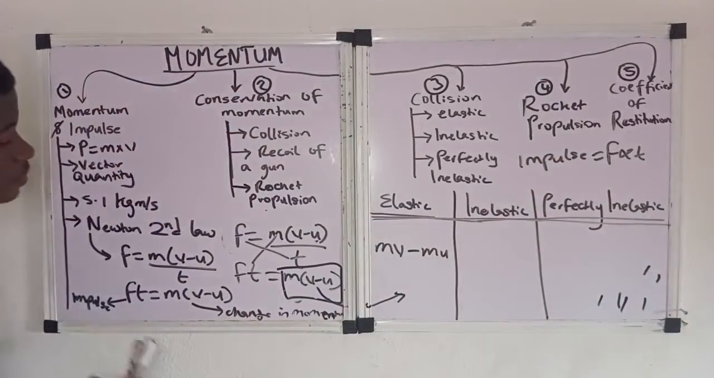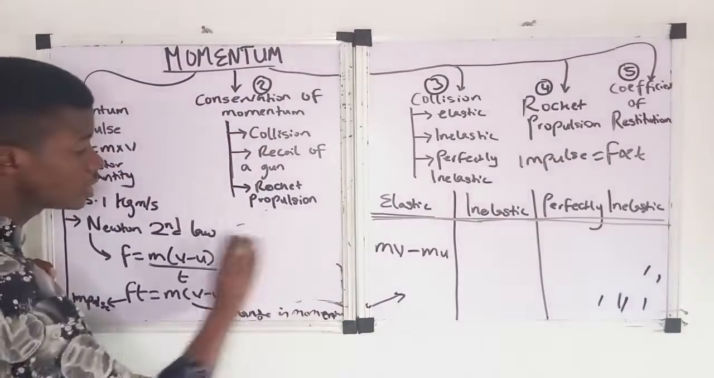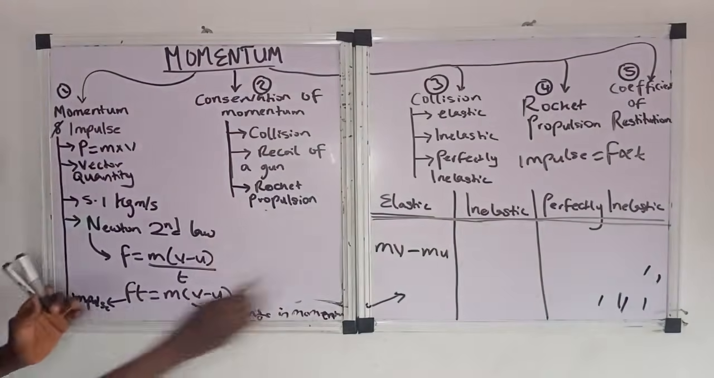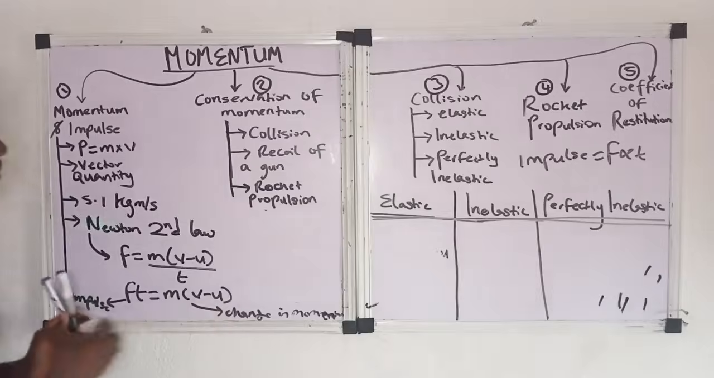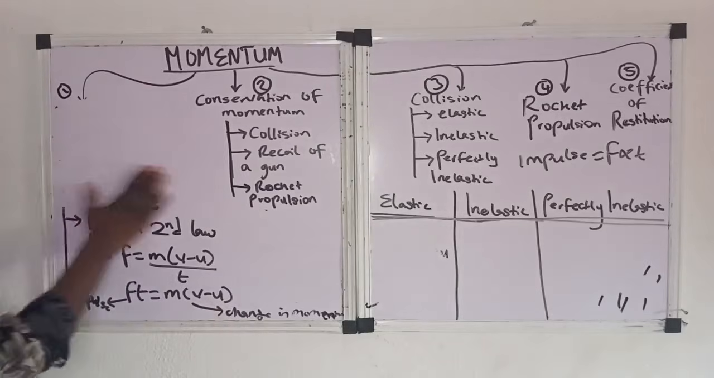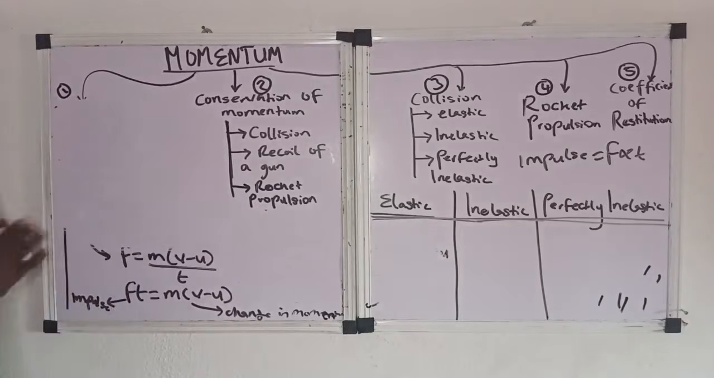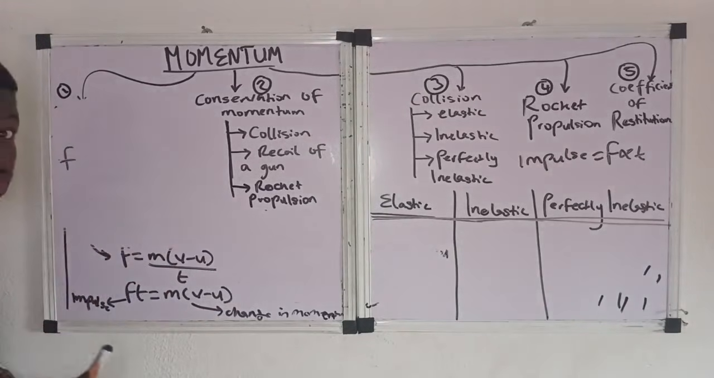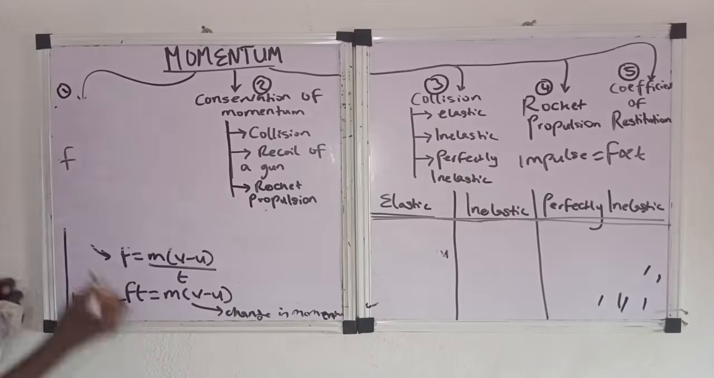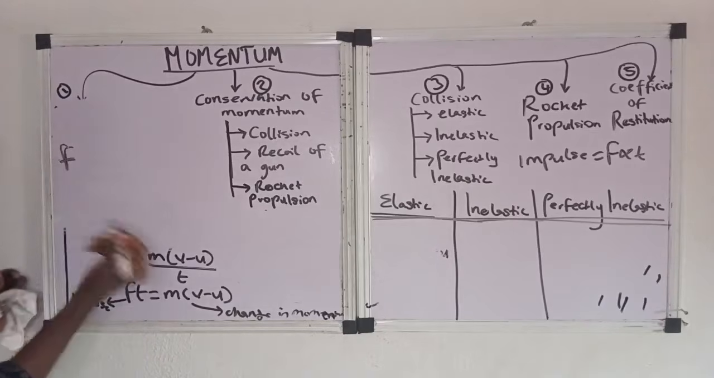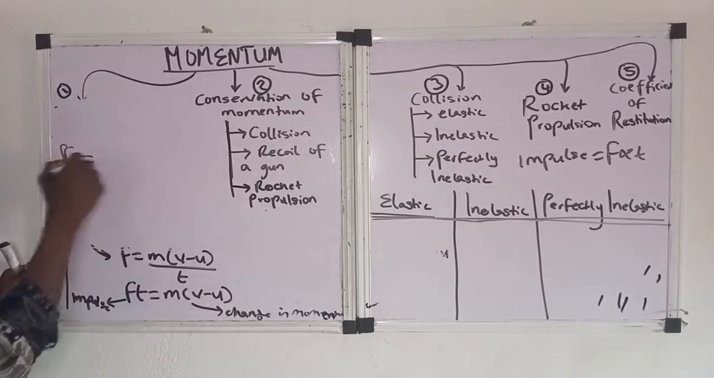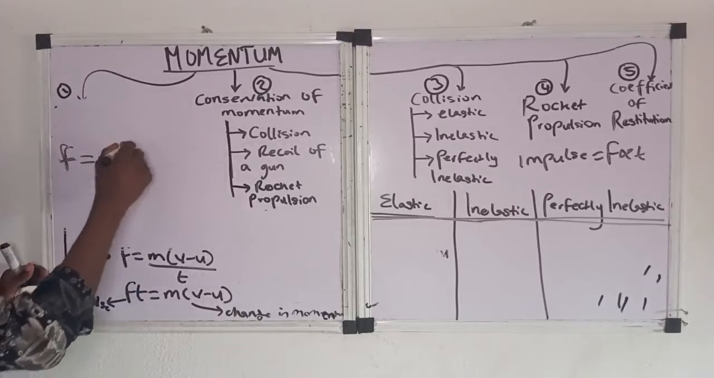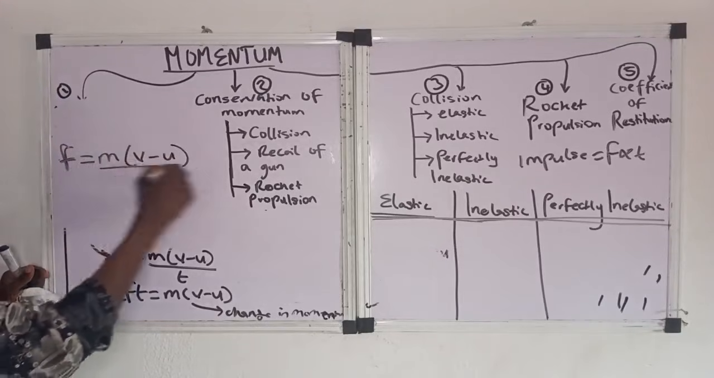So from Newton's second law, I can clean this part now. Newton's second law is also known as the law of momentum. Newton's second law of motion is also known as the law of momentum. So from Newton's second law, we find that F = m(v - u).